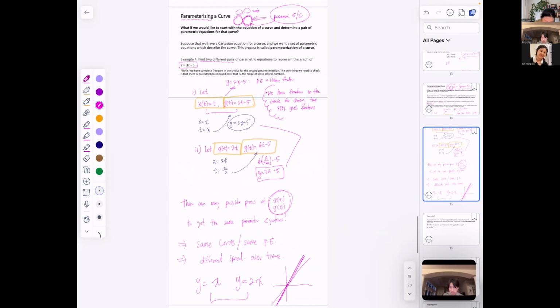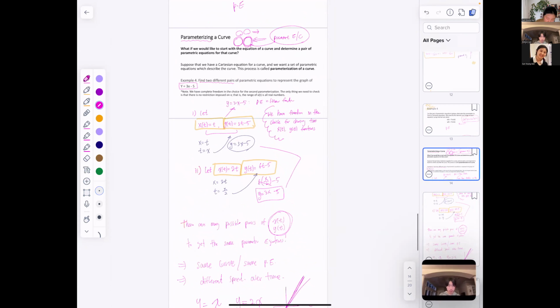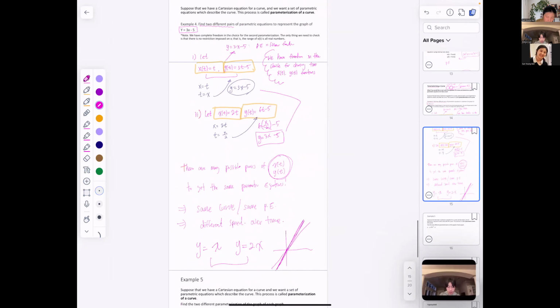Okay, so just think about it. This is not really a super important concept in 1.1. I just want to give you the idea. To get the same parametric equation, there are many possibilities of x and y function, as you see here, right? You can choose these two combinations, but you get y equal to 3x minus 5. I choose a totally different function too, but you get the same parametric equation, right? So they have the same curve shape, the same path, maybe a different speed. That's what they mean.